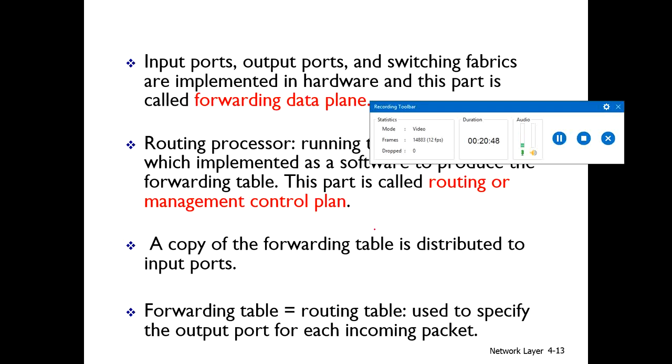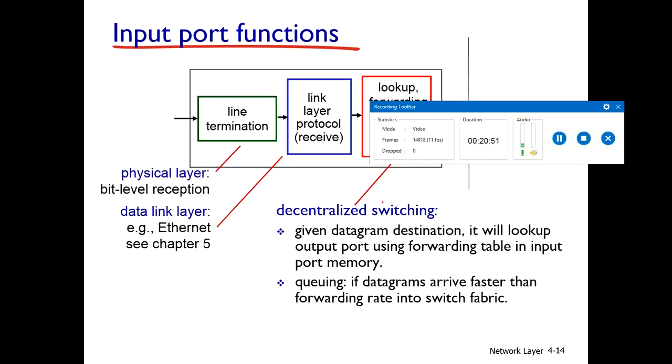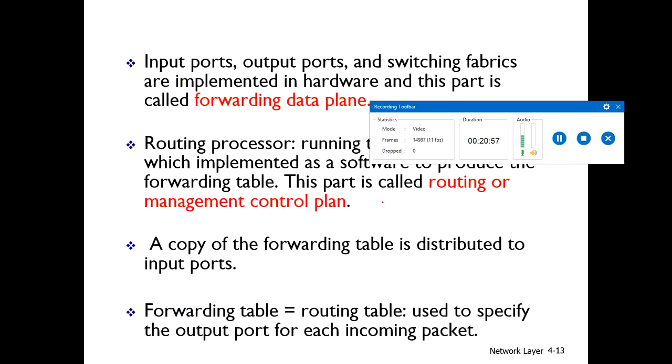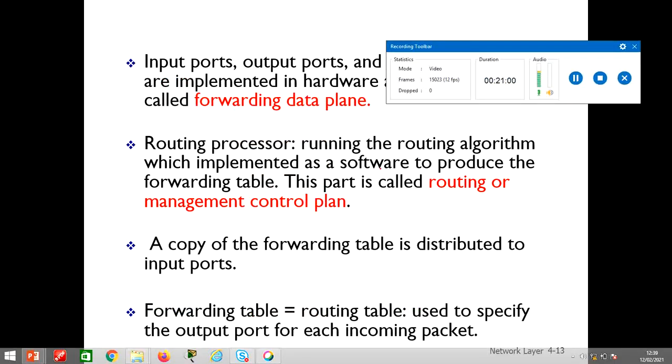Next we talk about the switching fabric. But let's talk about the routing processor first, as given over here. As we know, the processor is always the main part. The routing processor runs the routing algorithm, which is implemented as software, to produce the forwarding table, and this part is called the routing or management control plane. It executes the routing protocol, maintains routing information and the forwarding table, and performs network management functions within the router. So the processor is the heart of the routing processor.